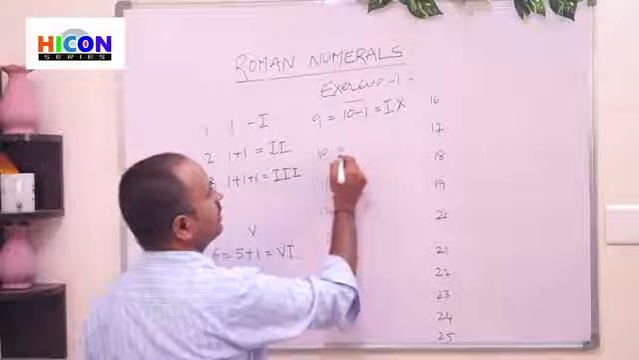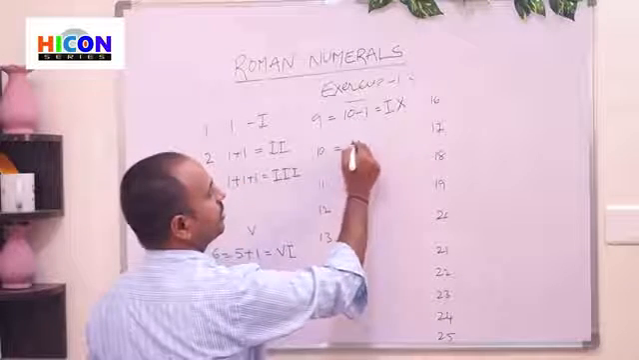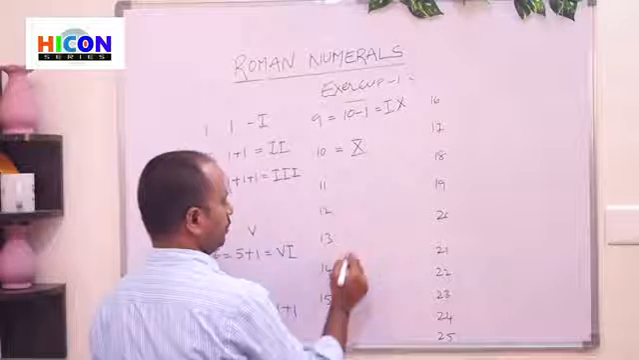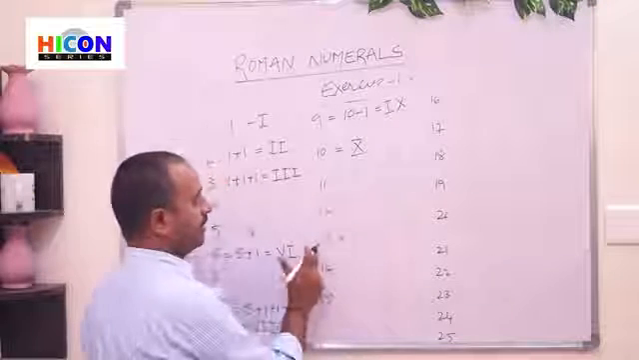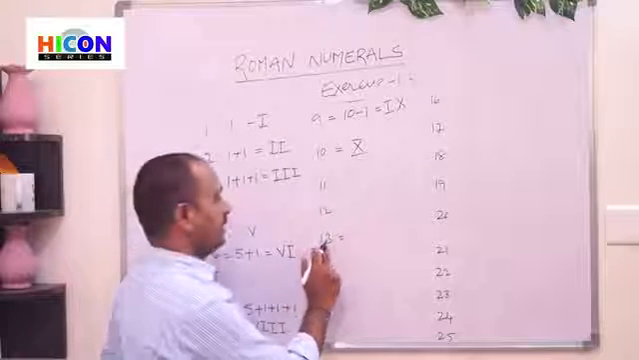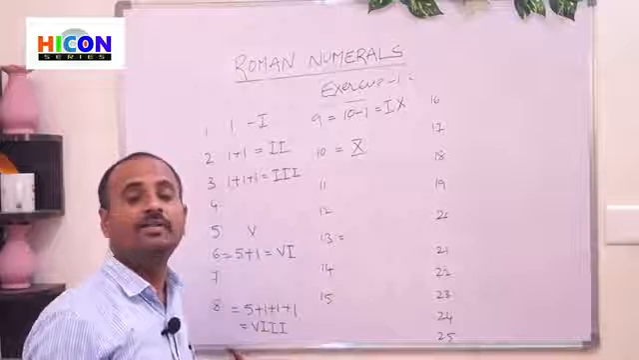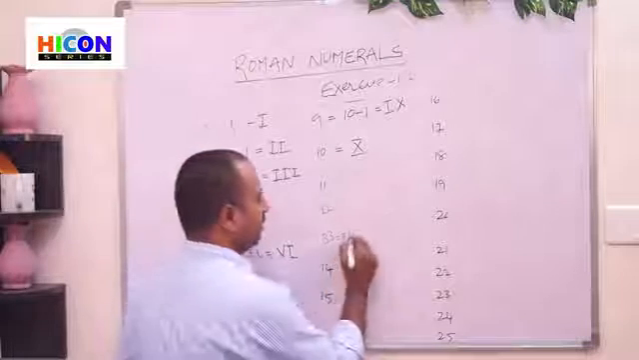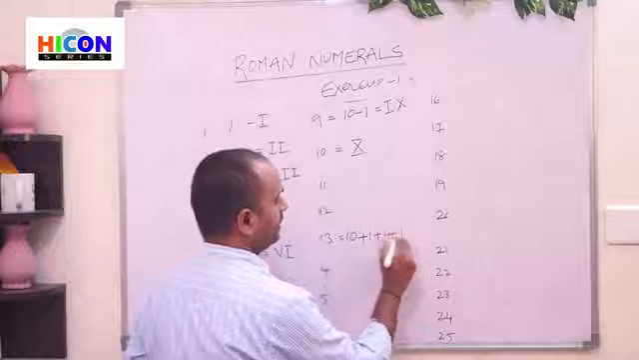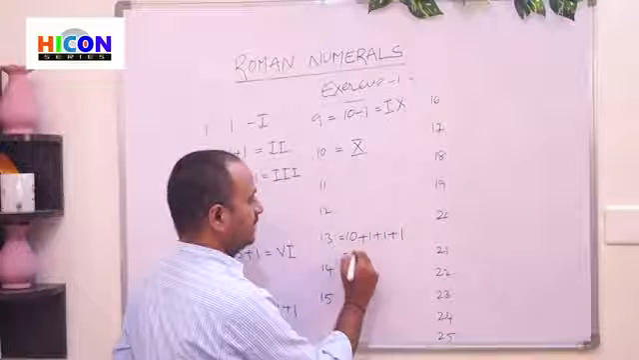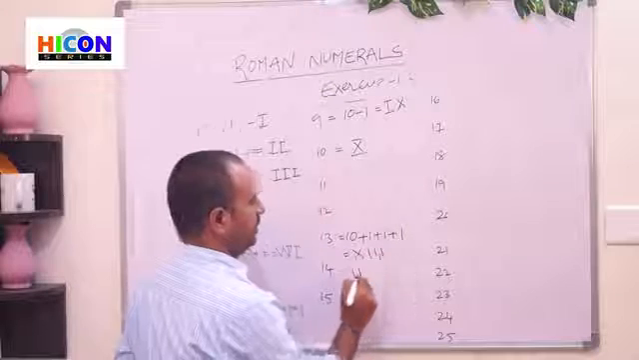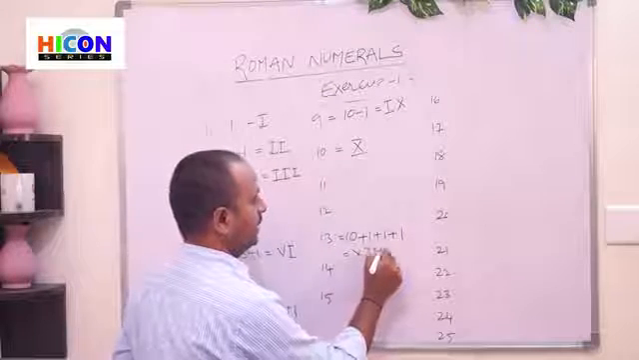In the same way, 10. There is a symbol directly in the Roman numerals, X. So in the same way, if we take 13, there is no symbol for 13 in the Roman numerals. So convert 13 into tens and ones. 13 can be converted into 10 plus 1 plus 1 plus 1. So here 10 means X and 1 means I, and I is repeated 3 times.